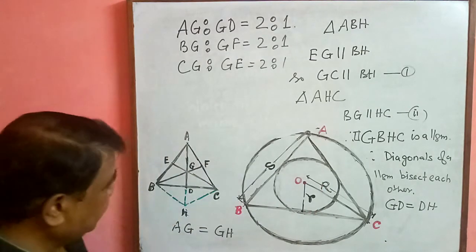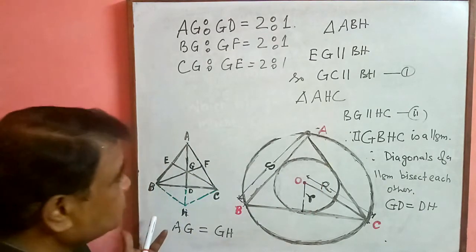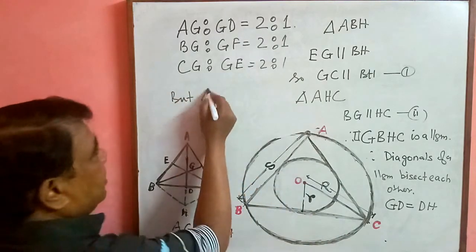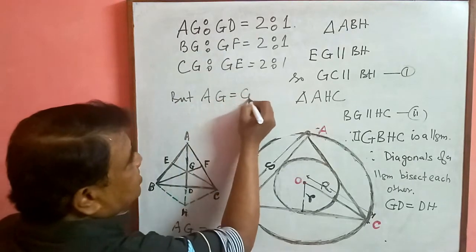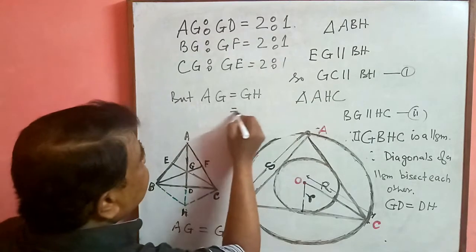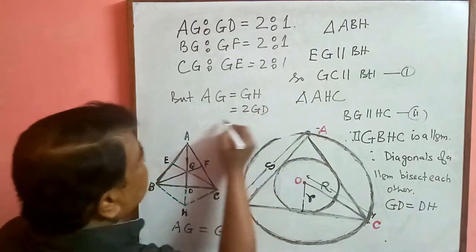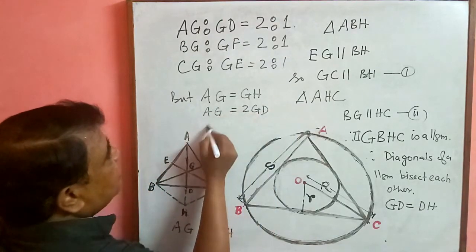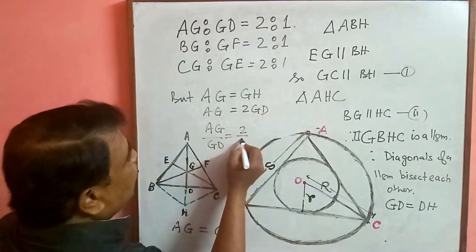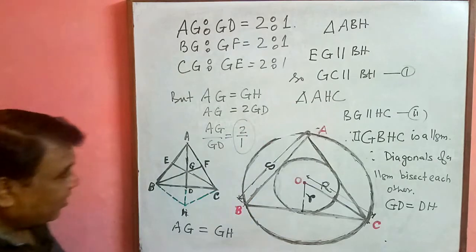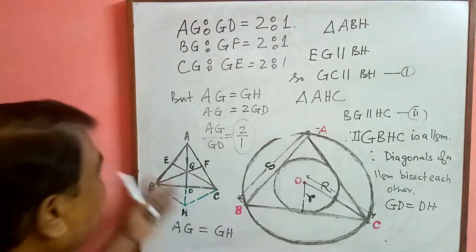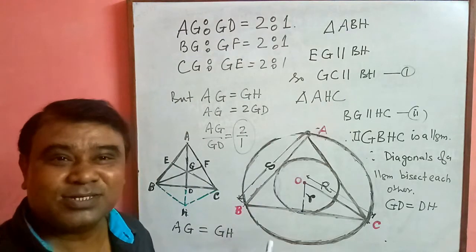But we know AG is equal to GH and GH is equal to 2GD. So AG is equal to 2GD, AG upon GD is 2 upon 1. This is 2:1. We have got it. So this way centroid divides the median in the ratio 2:1.